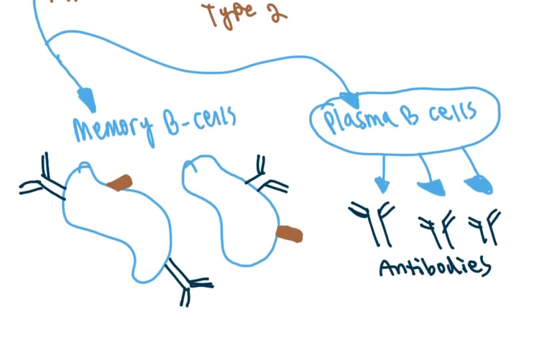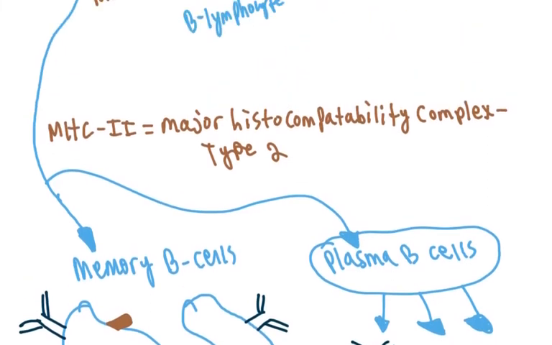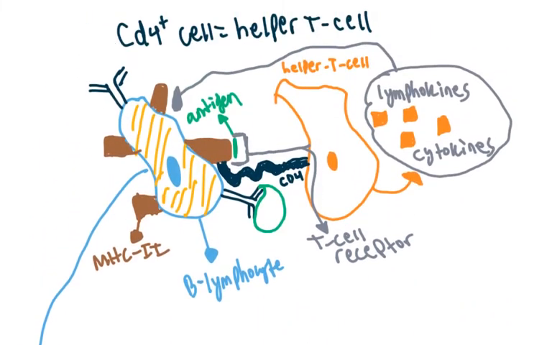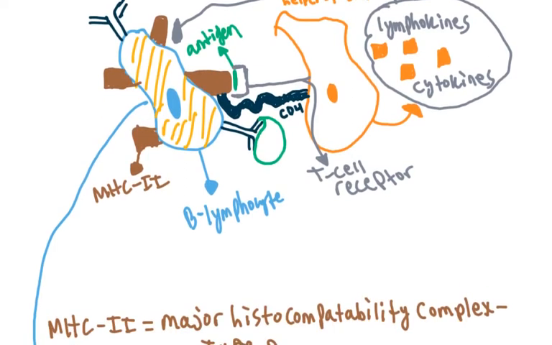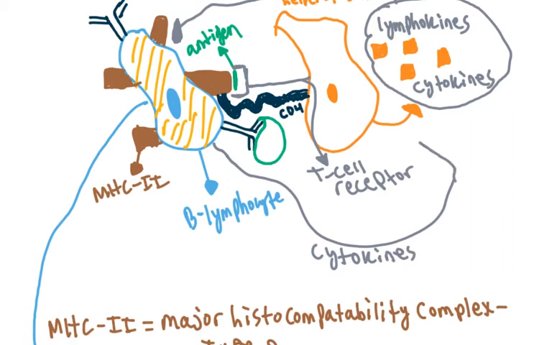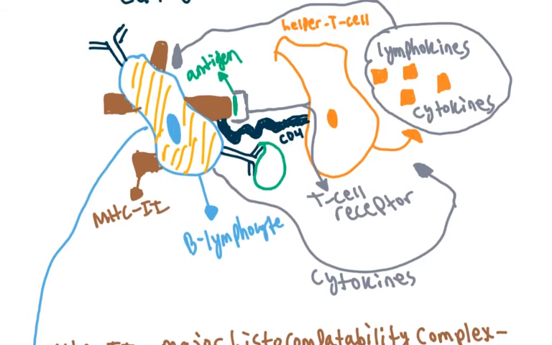So that's pretty cool. We make memory B cells and plasma B cells after activation through the help of our CD4 positive cells, or our helper T cells. We also will see that not only do the lymphokines and cytokines activate the B cell to proliferate, but our B cell, once it becomes active, can also release some cytokines in turn. These specific types of cytokines can go over to the helper T cell and cause the helper T cell to start proliferating also into memory helper T cells and effector helper T cells.